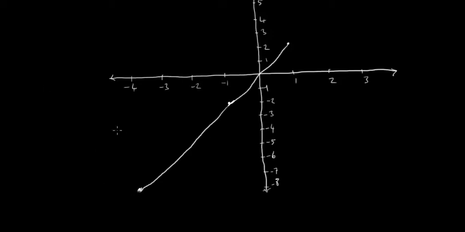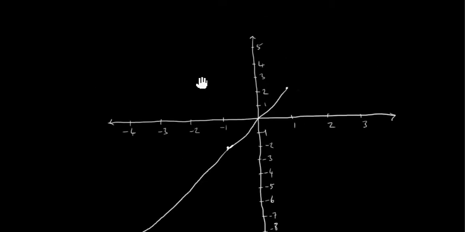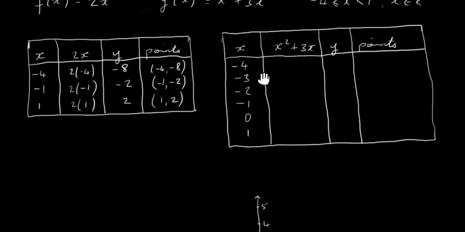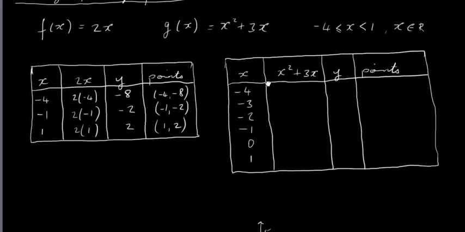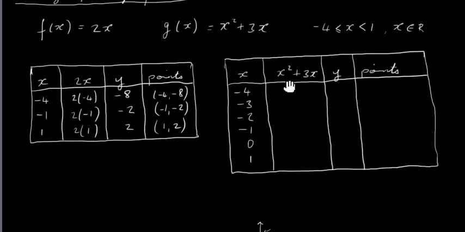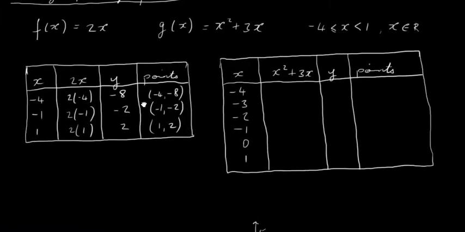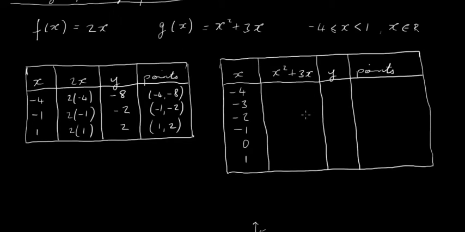Okay, so let's do the quadratic one now, okay? So the quadratic one is this one here. This is my g of x. So g of x is x squared plus 3x. So let's do that. G of x then. Okay, so we're going to put in -4 first of all.